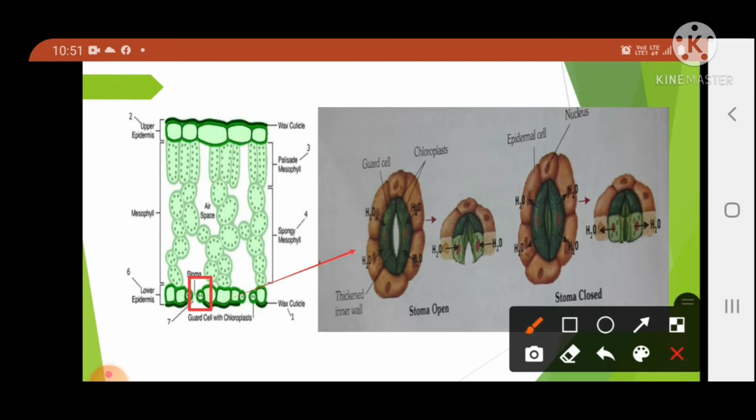The green colored cells are the guard cells whose inner walls are thickened and the outer walls are thinner. They contain chlorophyll. When the guard cells swell up, the stoma opens, but when they get flattened, the stoma closes.